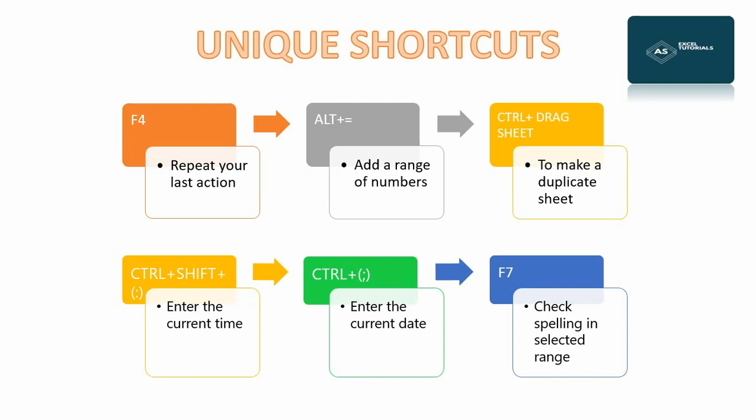What if you want to enter the current time? Just press Ctrl Shift and colon. What if you want to enter the current date? Just press Ctrl and semicolon. What if you want to check the spelling in the selected range? Press F7.